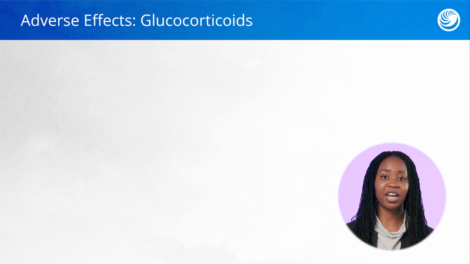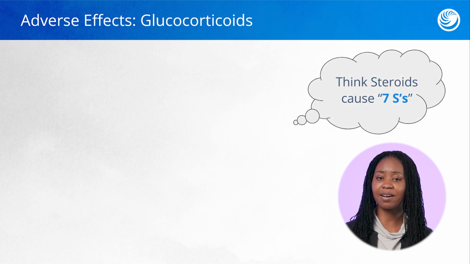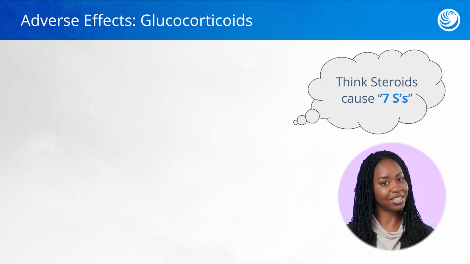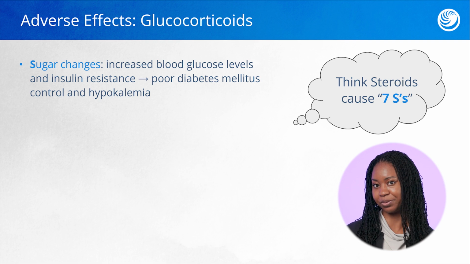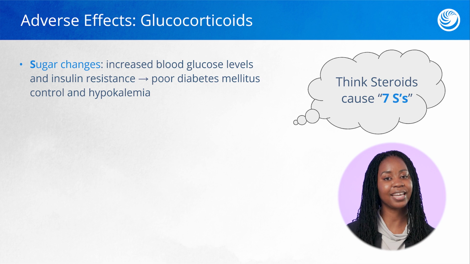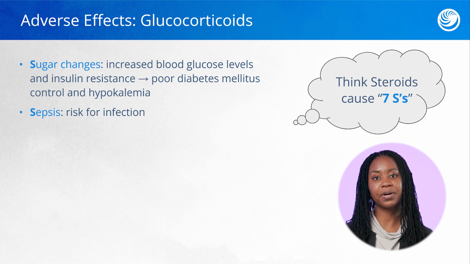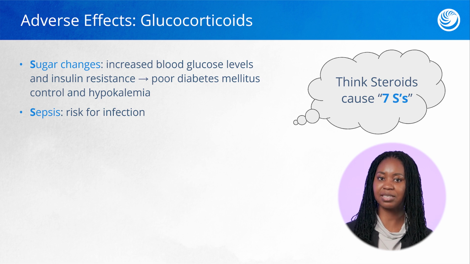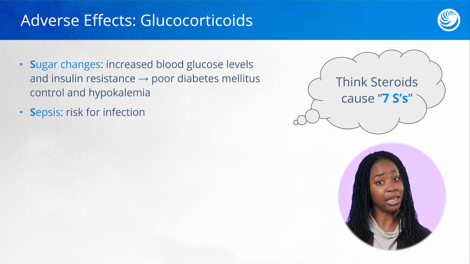Let's talk about the adverse effects of glucocorticoids. Long-term therapy with glucocorticoids can lead to complications and severe side effects. Think steroids cause the 7 S's. Now, this stands for sugar changes. Remember, glucocorticoids increase blood glucose. Clients with diabetes mellitus should be very vigilant when taking glucocorticoids, since they can cause hyperglycemia and hypokalemia. Sepsis. Glucocorticoids can increase the risk of infection since they suppress the immune system. They can also mask existing infections. So all fevers, even a low-grade fever, should be investigated and reported to the healthcare provider.